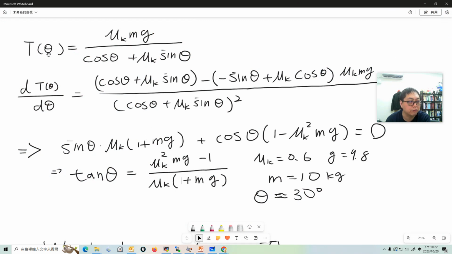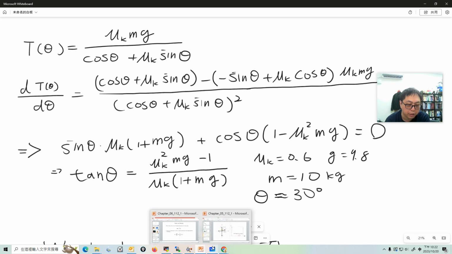T is a function of theta. We take the derivative of tension with respect to theta, and we can get an equation like this, and we will finally find the optimum theta. Tangent of this optimum theta equals this complicated formula. Let's put in real numbers: assume mu k is 0.6, g is 9.8, and mass is 10 kilograms. Then you will find the optimum theta is about 30 degrees.